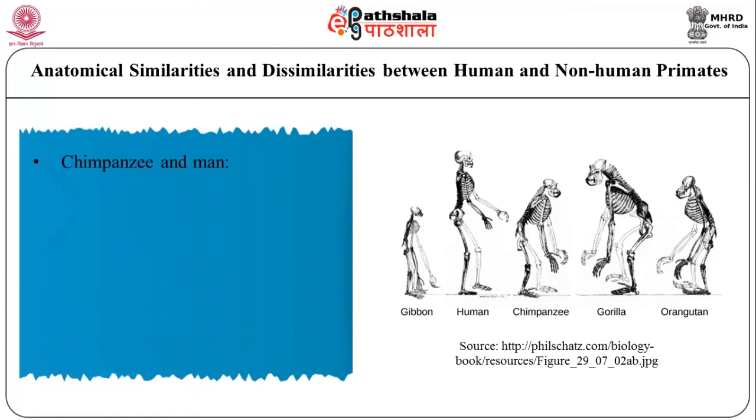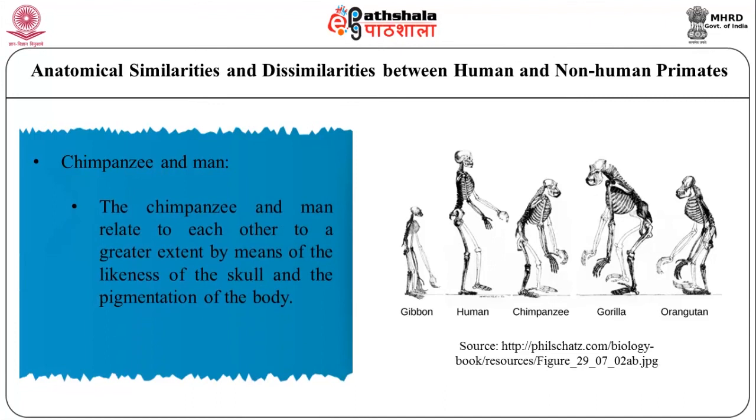Chimpanzee and man. Now the chimpanzee and man relate to each other to a greater extent by means of the likeness of the skull and the pigmentation of the body. The chest proportion of chimpanzee is mostly human.